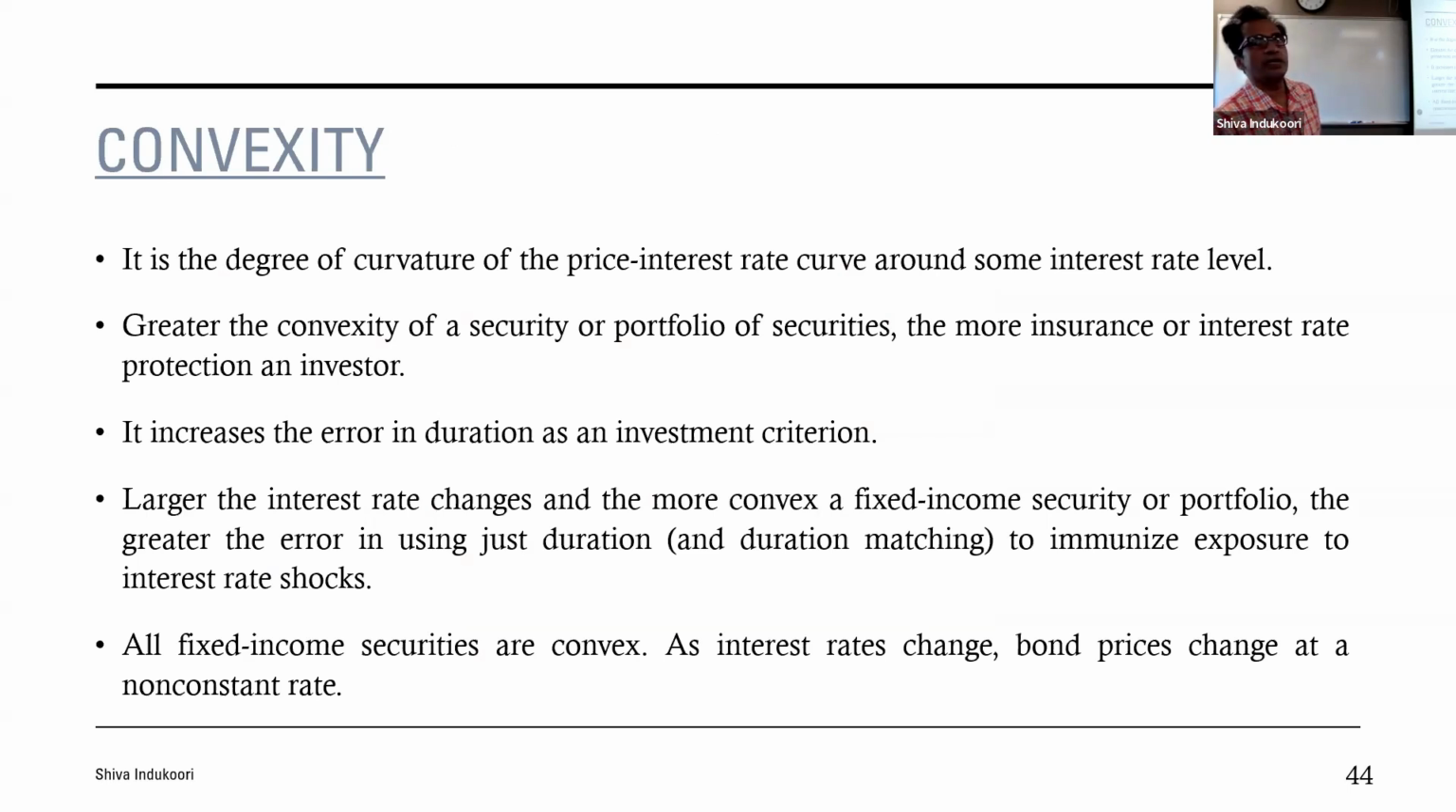As interest rates increase or decrease, bond prices change at a non-constant rate, unlike duration. Because at a higher interest rate, a change from 12 to 11%, for example, is different from a change from 11 to 10%. That's what we mean here. So the elasticities are different at different levels of rise or fall in interest rates. That is seen in convexity.